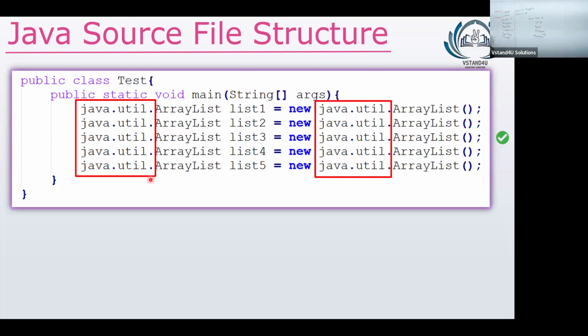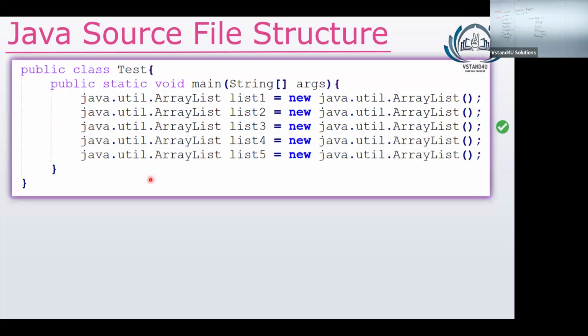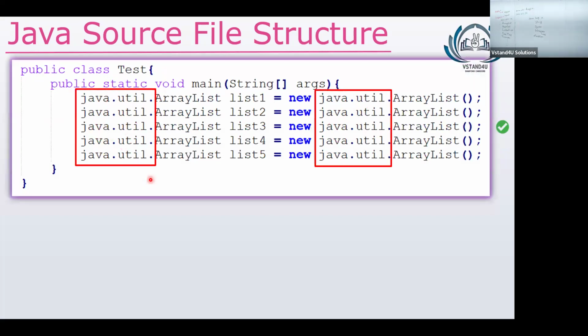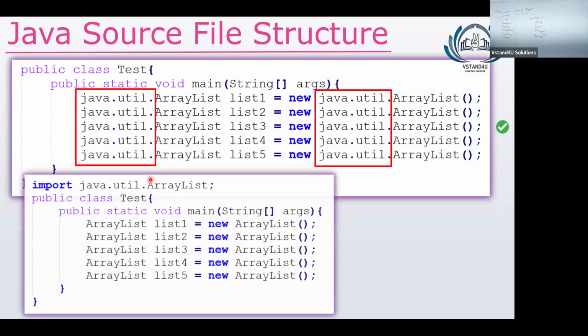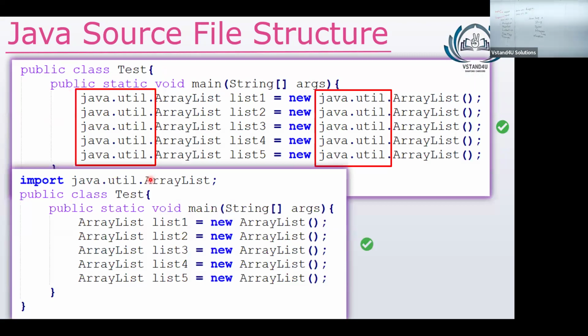Rather than writing it this way, I can simply say, once only, import java.util.ArrayList. So not at all the places I have to write java.util, and everywhere I can use it. To avoid this way of calling, I'll write one import statement. Am I clear? Everybody?